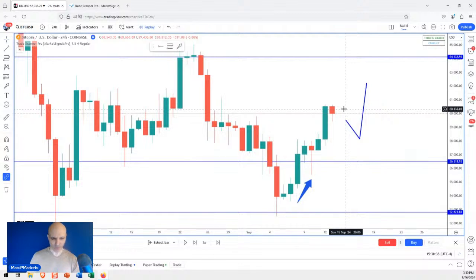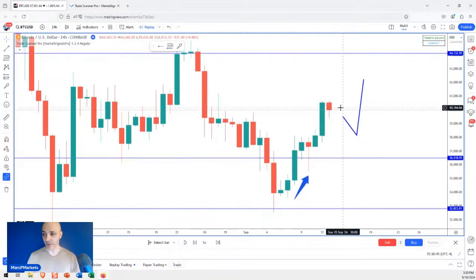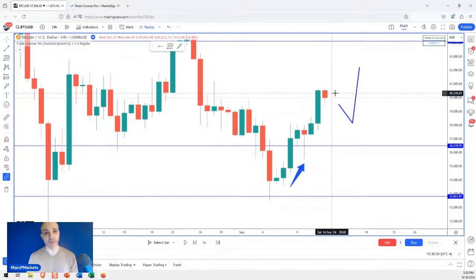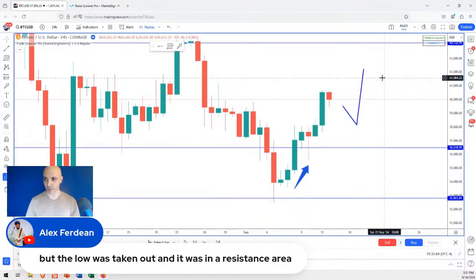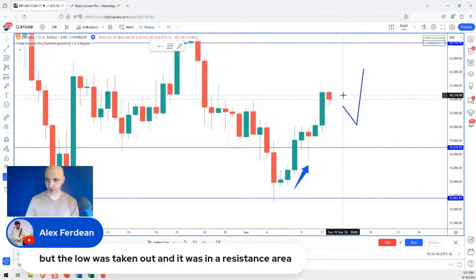is it reasonable? Alex says, yes, it's reasonable. So how do I determine then what will confirm for me that this is a continuation pattern? But the low was taken out and it was in the resistance there. So Alex, you bring up something very interesting because I was going to get to that. So my question then here is, what would have to happen to confirm this is a continuation pattern? What would have to happen?